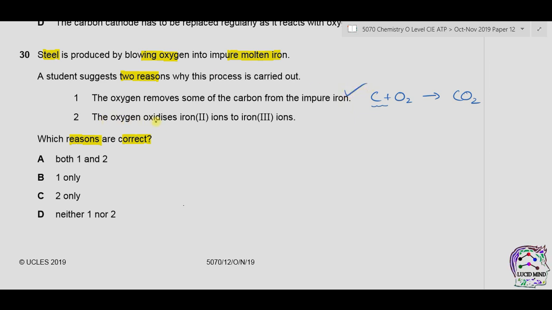In the second statement it says oxygen oxidizes iron 2+ to iron 3+. This is wrong because oxygen does not oxidize iron. It only oxidizes carbon. As only one is correct, therefore the answer is B.